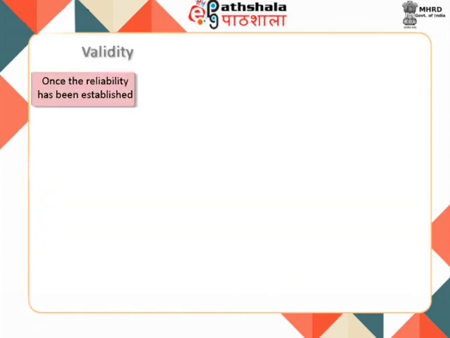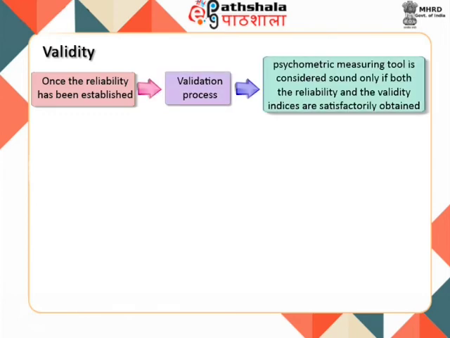Once the reliability, that is, the stability and consistency of the test scores, has been established, the test needs to be subjected to the validation process. A psychometric measuring tool is considered sound only if both the reliability and the validity indices are satisfactorily obtained. The validity of any measuring instrument depends upon the accuracy with which it measures what it is intended to measure when compared with the standard criterion.